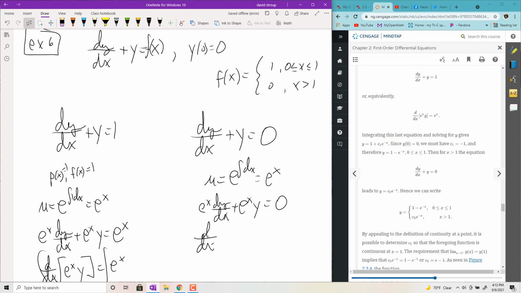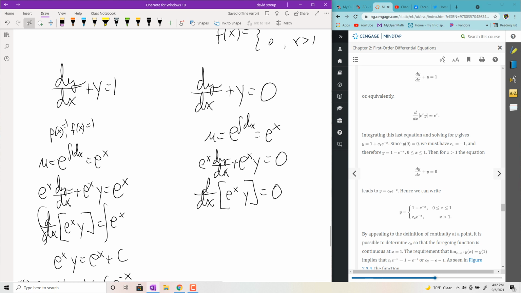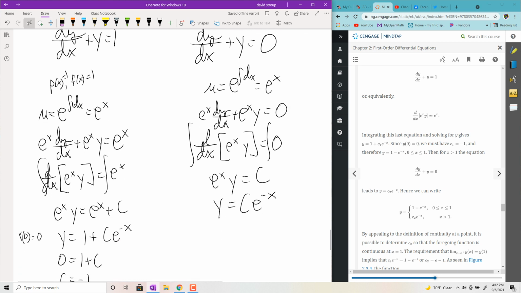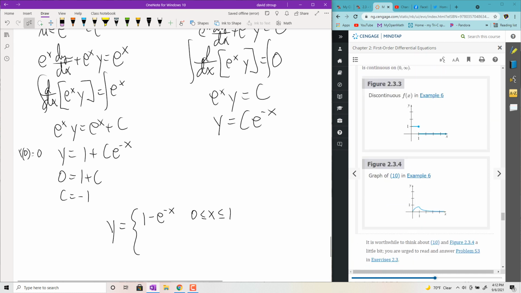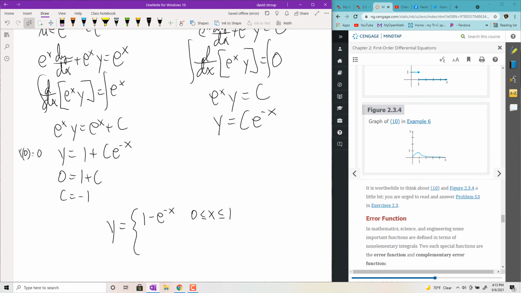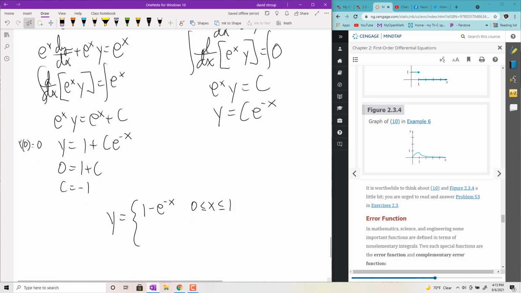Collapse it. Integrate both sides. Get your explicit solution, and there we got it. Technically, that would represent a whole bunch of answers, but we want our answer to be continuous on this interval. So we don't want a big gap in between the two answers. We want them to connect. Even if it's not differentiable, we still want our solution to be continuous.